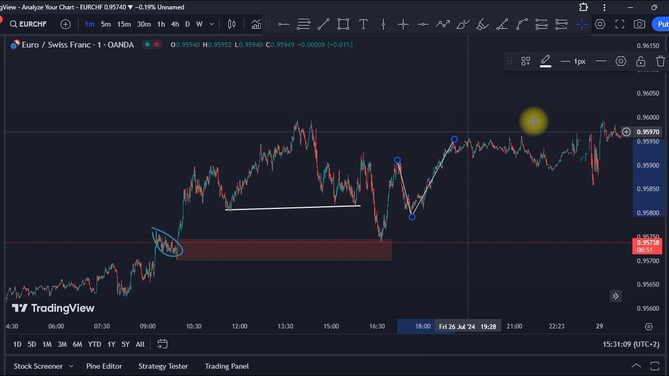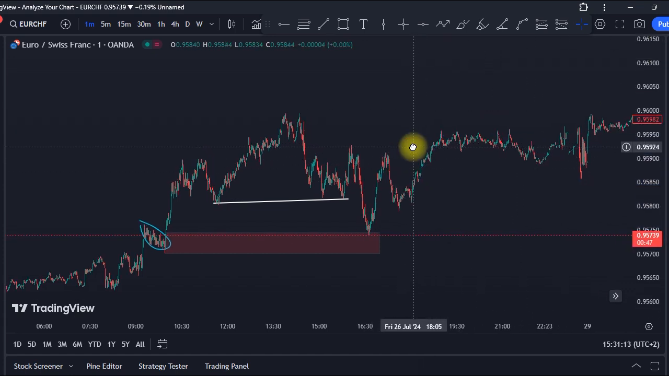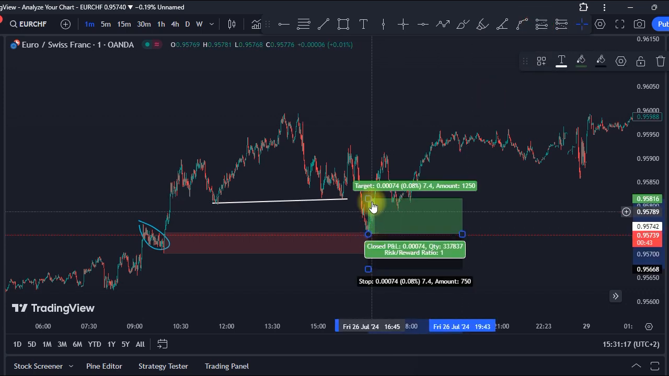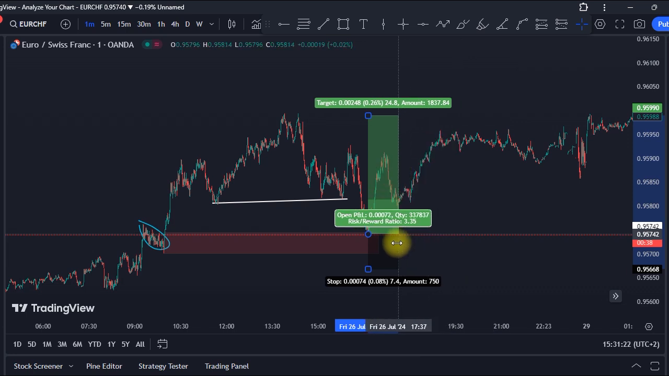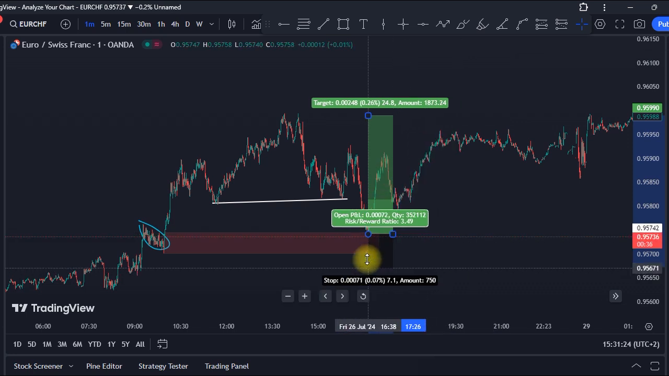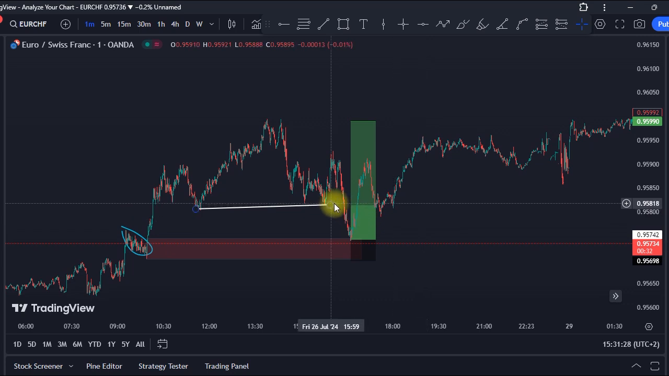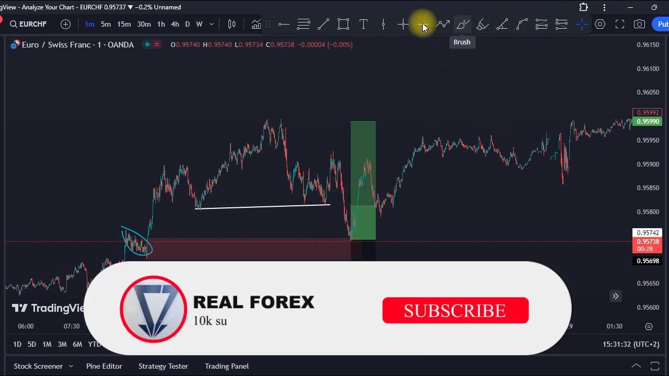So if you are one of our students, you know that here you could have had another entry. So let's say you bought from this level over here, and then this would be your target over here. This is if you were to enter aggressively, but if you wanted a confirmation, this here would have been your confirmation. So you were going to enter somewhere around here.